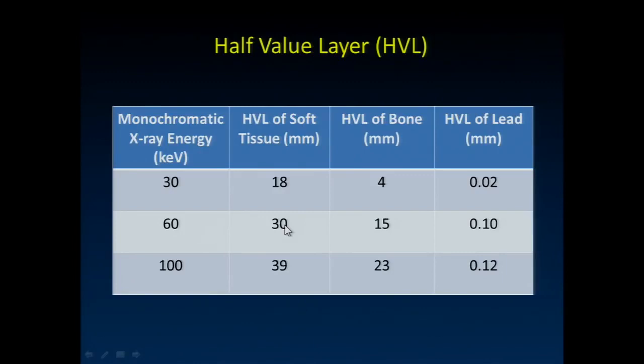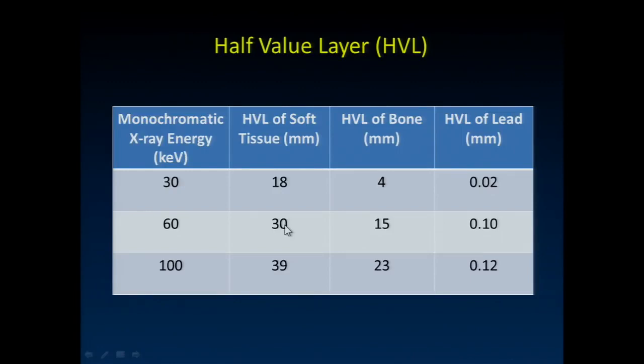Second, a quarter. Third, an eighth. Fourth, a 16th. Fifth, a 32nd, sixth, a 64th, right? 128, 256, right? 512, 1024. When you get to the other side, only 1 in 1,000 X-rays are making it through unaffected.